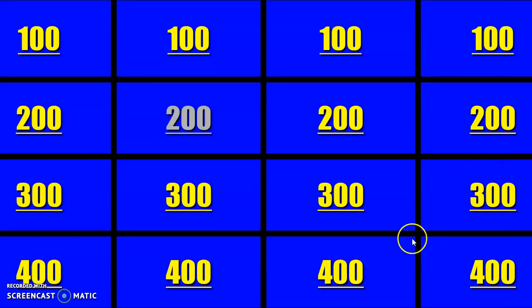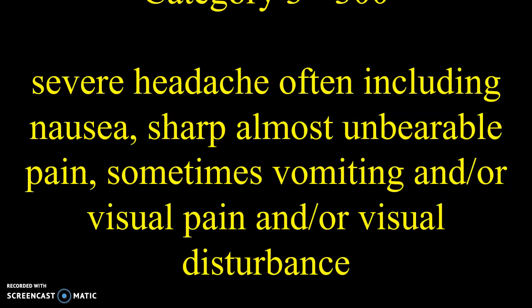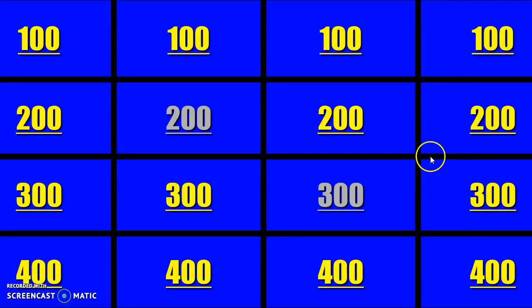Think of the answer for that. Dispersed would be like scattered about. So you do that. Broke up, scattered about. Okay. Here's the one, 300 points. Migraine. Migraine we know is a severe headache. So severe headache, often including nausea and so on. And back to the game by clicking a little return arrow.